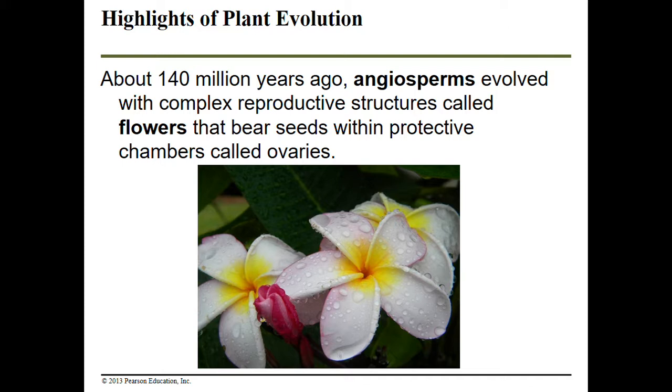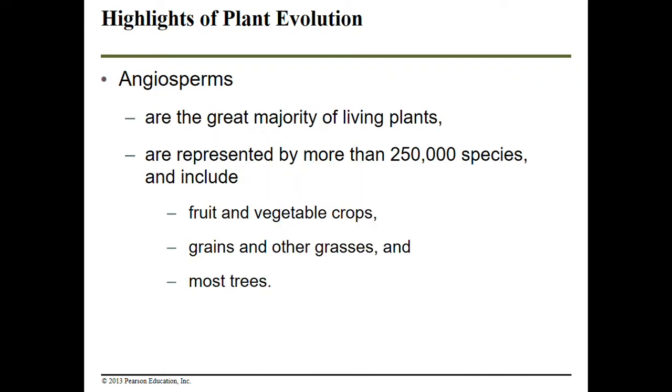Flowers were the next adaptations. Flowering plants are called angiosperms, and they make flowers that bear seeds and ovaries in these protective chambers called ovaries. They were very successful, and now the majority of living plants are angiosperms, over 250,000 species. And most of these angiosperms is where we get our food from.